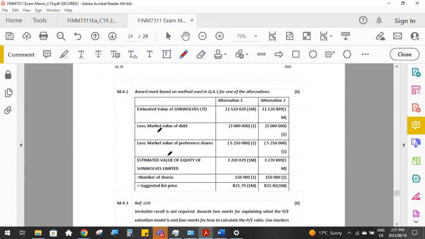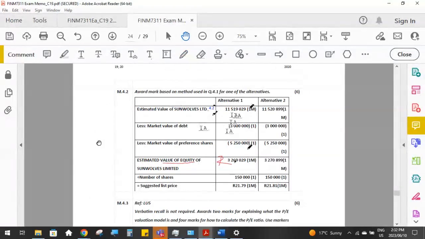We are taking the value that we have got from 4.2. So you must use your answer from 4.2 as your starting point, which is the total debt and equity value of the company. And then from that, we're going to deduct that debt portion. And that will leave us with the rand value, which is then the value of the equity of the company.